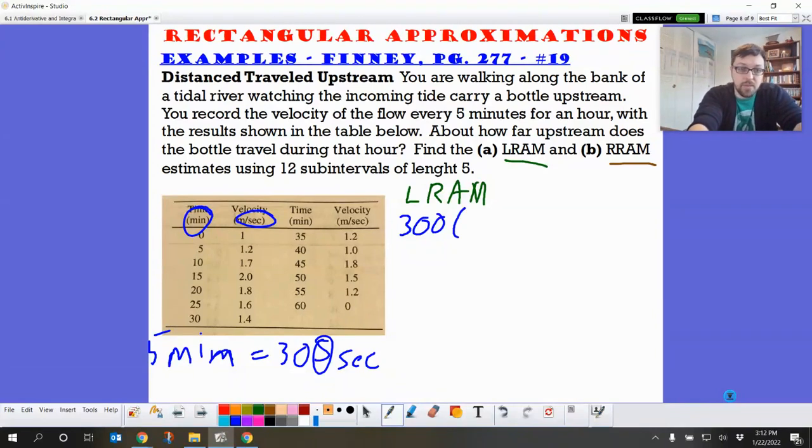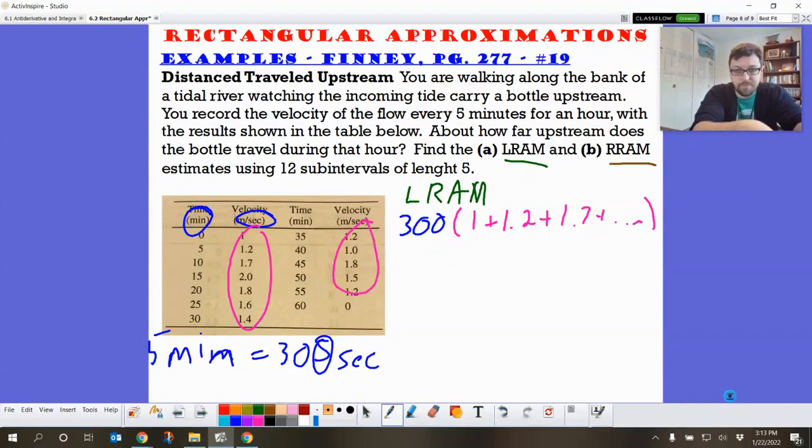So the LRAM is going to be the left-hand approximation. I want to use all of these values, but I will not use the last one. Now note I've kind of skipped over it: there are 12 subintervals, because we've got 60 minutes. So that'll be 1, 2, 3, 4, 5, 6, 7, 8, 9, 10, 11, 12. So it is 1 plus 1.2 plus 1.7 plus dot, dot, dot. You just want to do all of these, but not the final one. It doesn't really matter because it's 0.